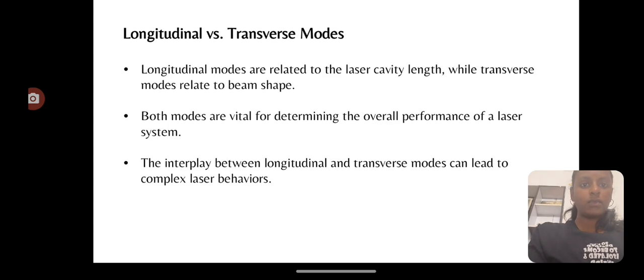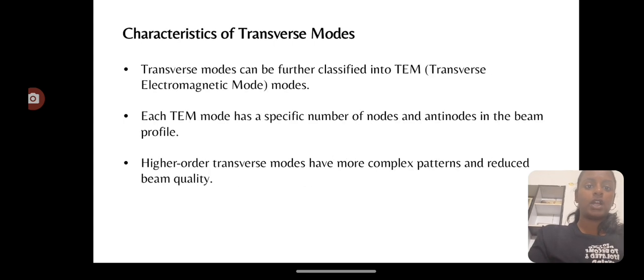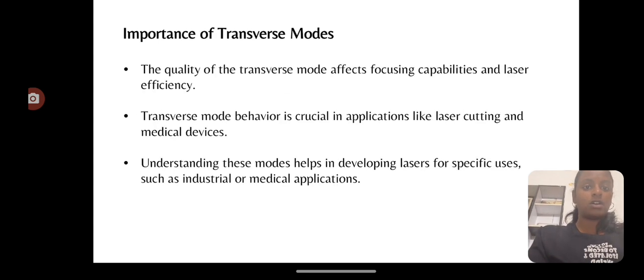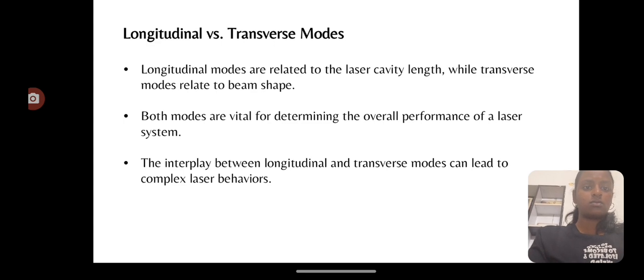To know the difference between longitudinal and transverse modes, longitudinal modes refer to the laser cavity length, while transverse modes relate to the beam shape. We have already seen that the beam shape is Gaussian mode. Gaussian mode is bell shaped. Both modes are vital for determining the overall performance of laser light. Both are important for the laser system rather than only longitudinal or transverse mode.